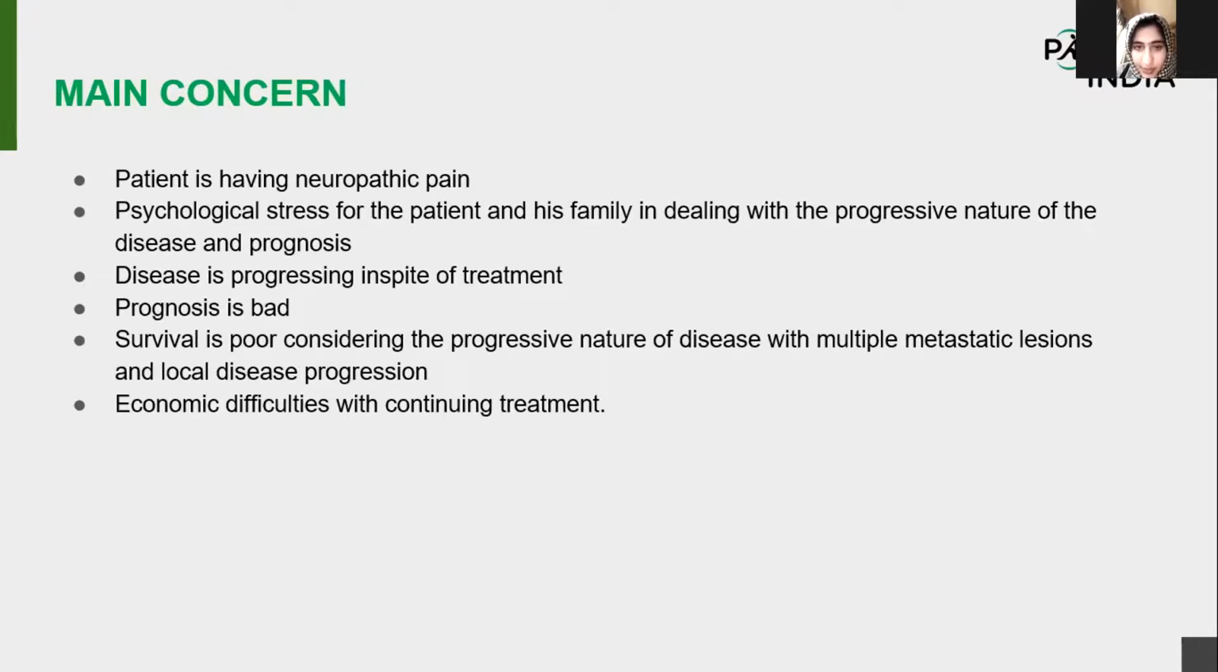Patient's main concerns: patient is having neuropathic pain as he presented with back pain radiating towards both of his limbs. Psychological stress for the patient and his family in dealing with the progressive nature of the disease and prognosis. Disease is progressing in spite of the treatment. Prognosis is bad. Survival is poor considering the progressive nature of disease with multiple metastatic lesions and local disease progression. Economic difficulties with continuing treatment.